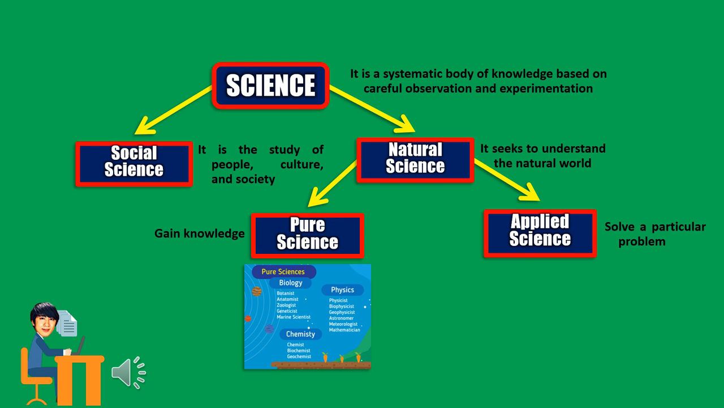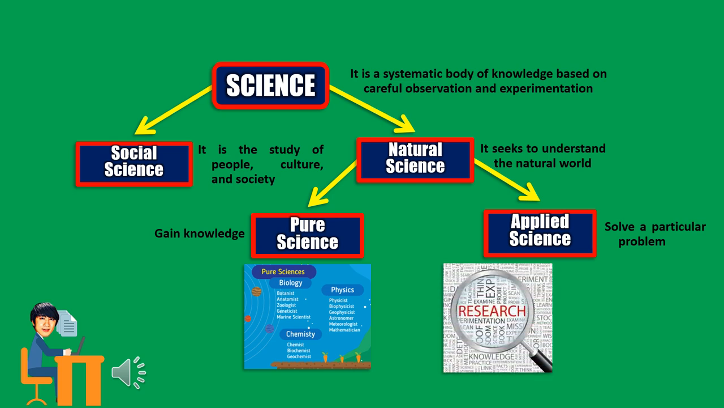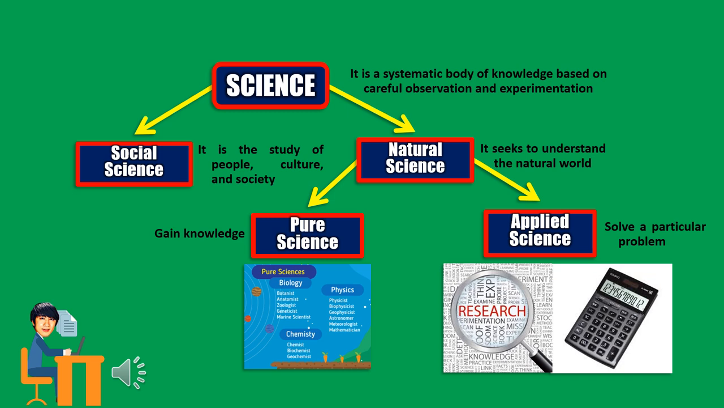While applied science, you gain knowledge to solve a particular problem. A good example of this is research. You discovered something to solve a problem. You find a solution or strategy for a better result. Another example is calculator. We were having difficulty in calculating things in the past, so scientists invented something for us to compute easily. We discovered calculator for easy computation.